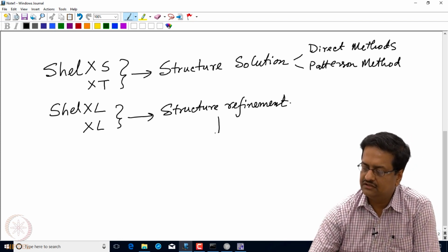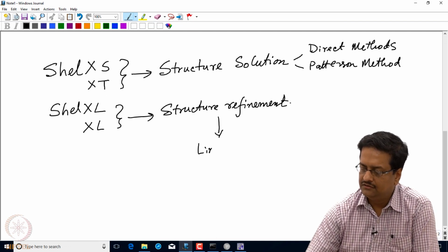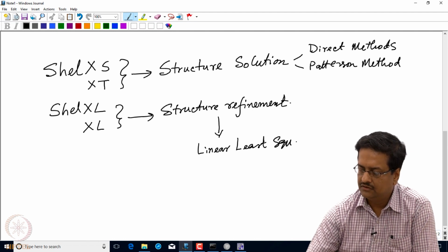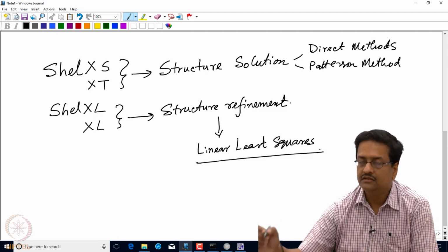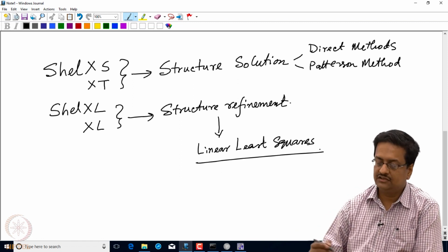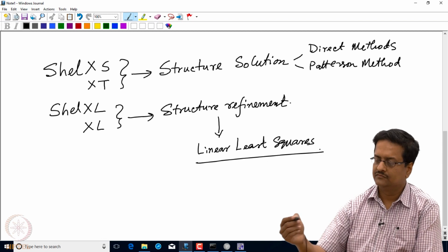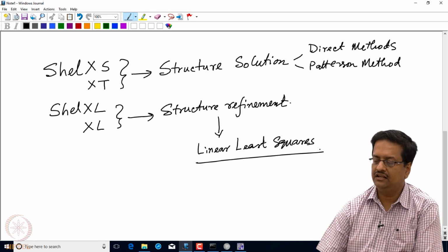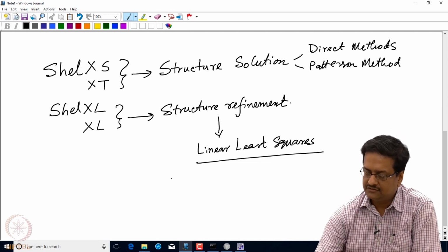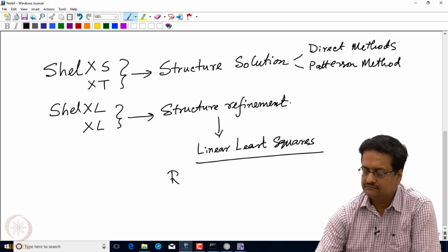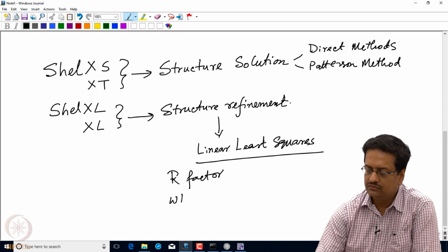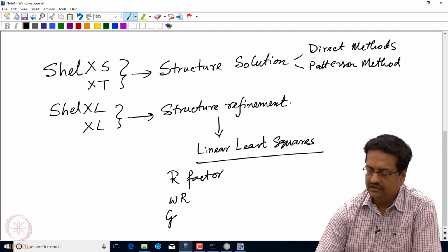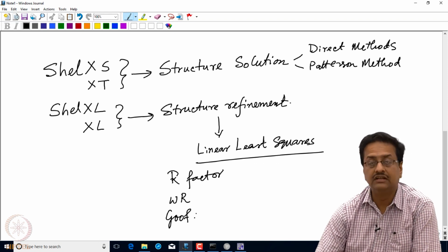Structure refinement is done by the linear least squares method, which has also been discussed separately in the previous lectures. These methods are then finally used to minimize the R factor, the wR2, and the goodness of fit parameter.